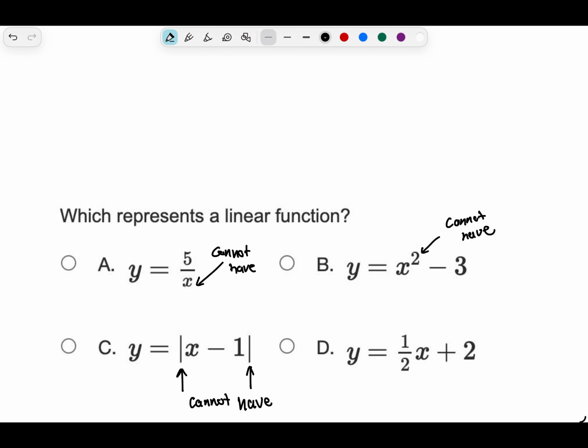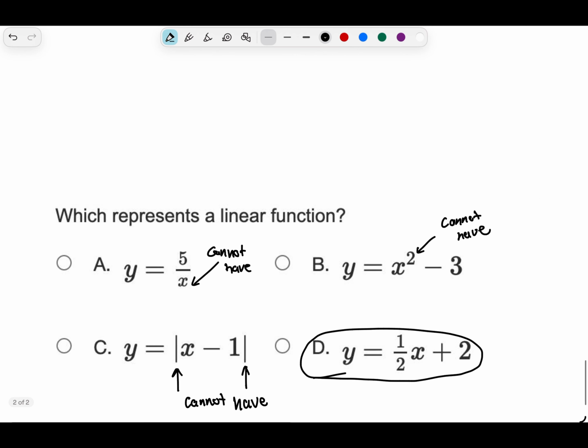The last one was answer choice D. If you look at answer choice D, it says y equals 1/2 x plus 2, and that is actually slope-intercept form. Slope-intercept form is a linear function because it graphs a straight line. So the answer for this example will be answer choice D.